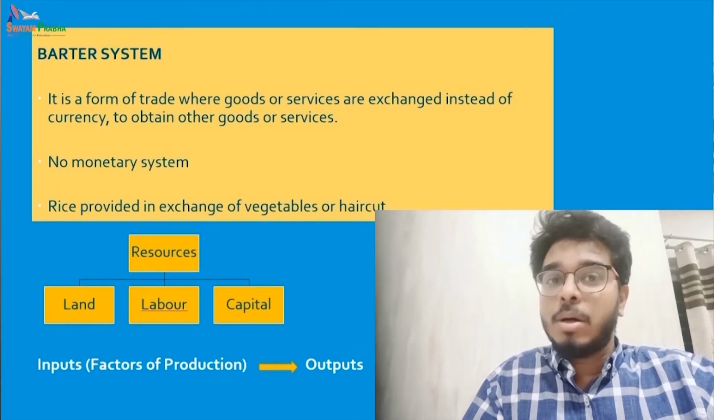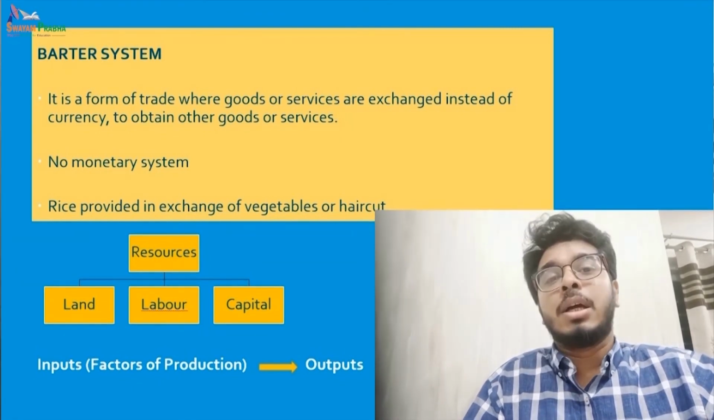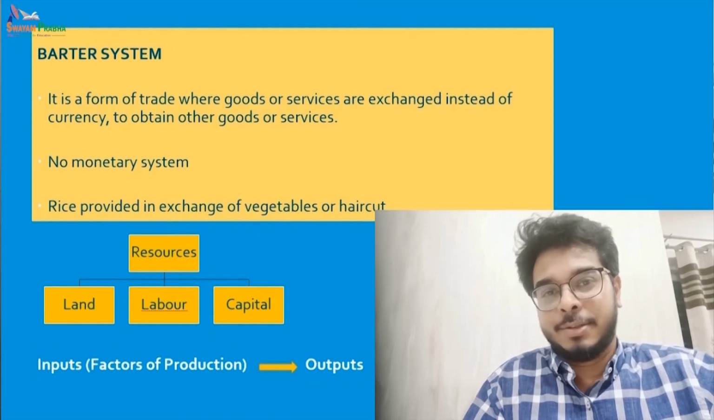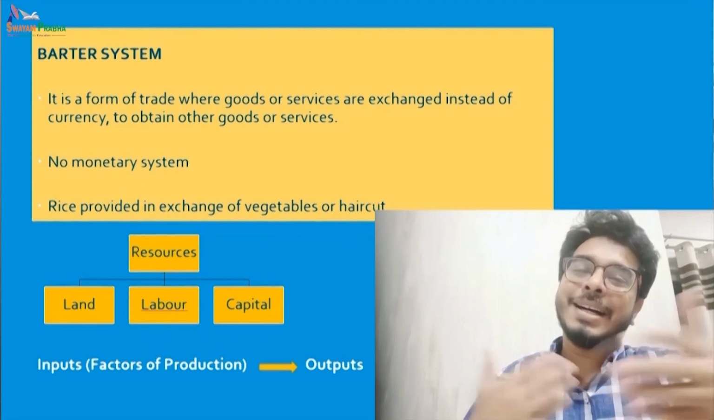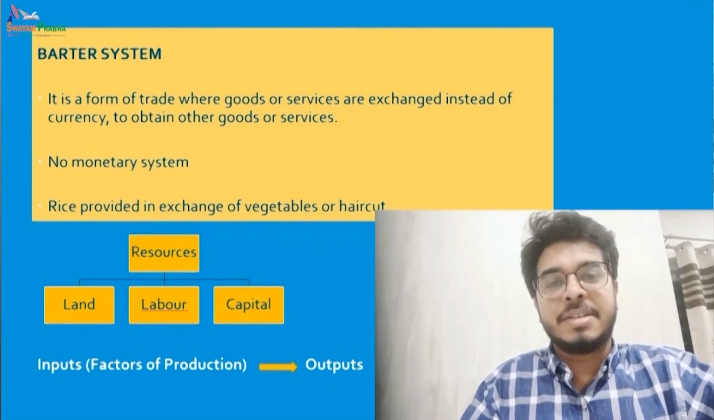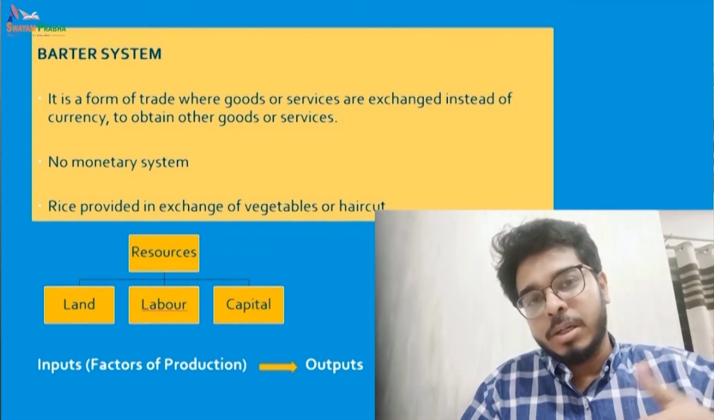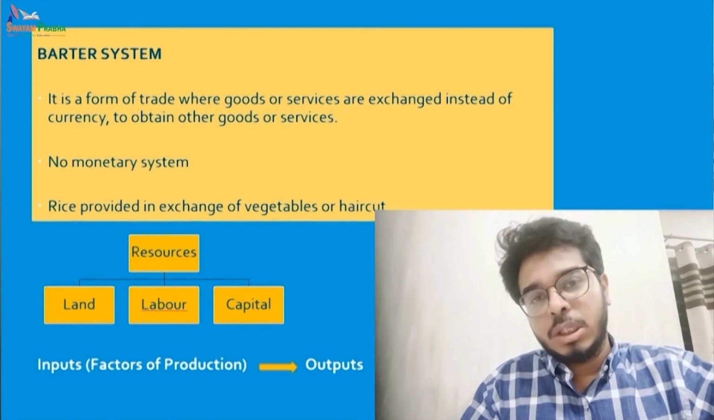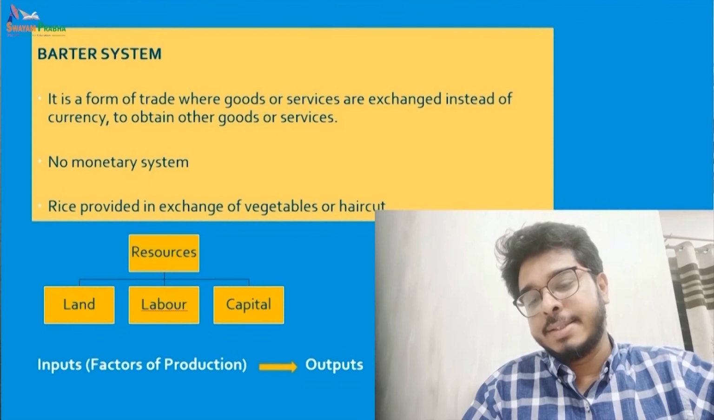A farmer goes to the saloon to get his haircut, and the barber gets vegetables against it. So it's an exchange of commodities and services. So there was no monetary transaction. So after this barter economy, slowly there was introduction of money and use of money became popularized.